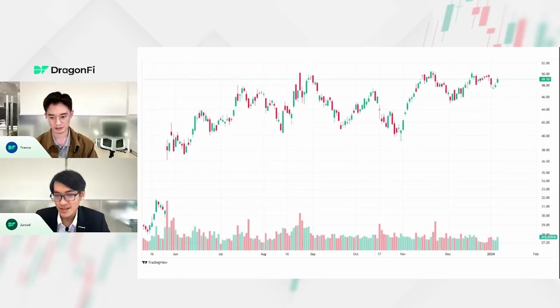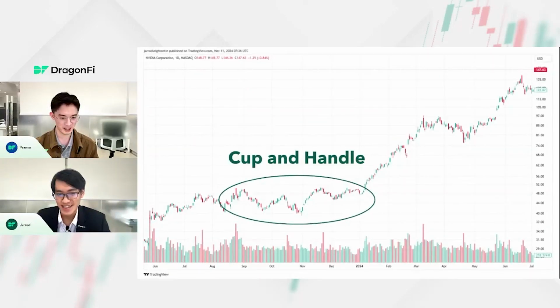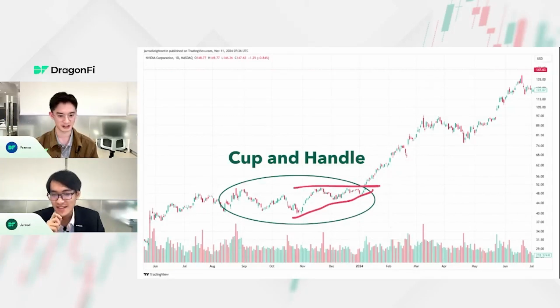Okay. I think I saw the right answer. What is the right answer, Jared? It's a cup and handle. That's correct. It is a cup and handle. So you have your cup here, and then you have your handle right there. But it can also be an ascending triangle. So it really depends. It's subjective to the trader. As long as both patterns are bullish, then it's likely that it will trend higher.